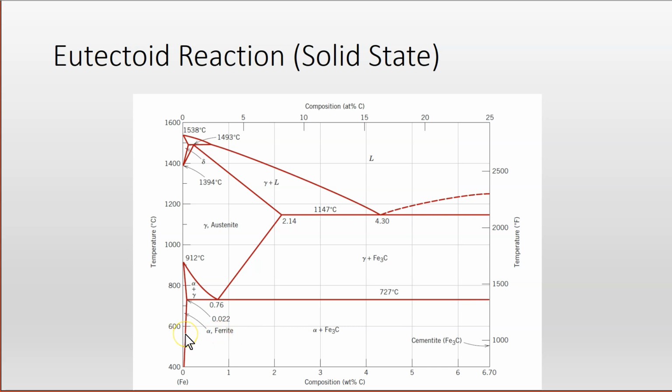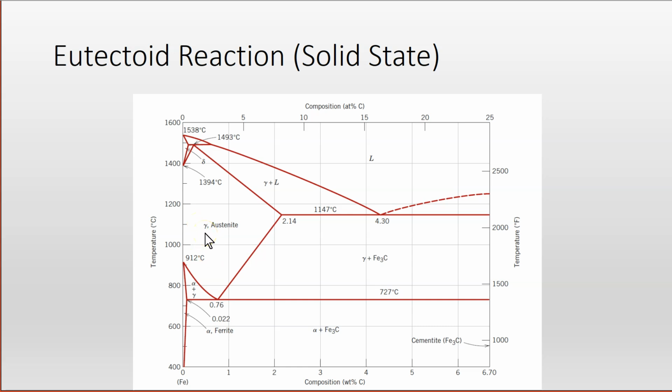On the other side, we have the terminal solid solution alpha, which is known as ferrite. This is almost pure iron and is soft and ductile. We also see other terminal solid solutions, delta and gamma.